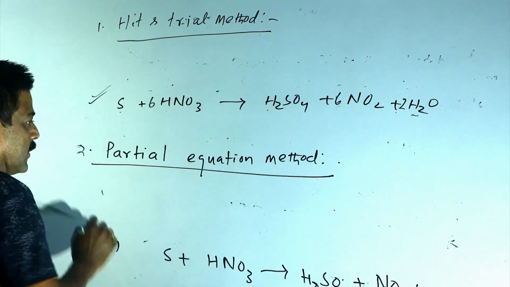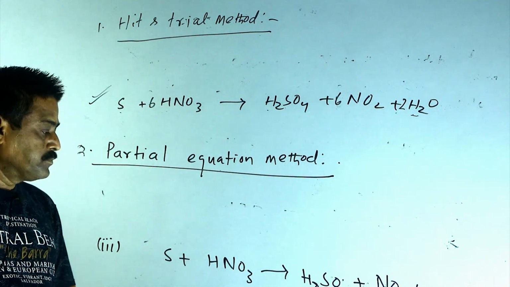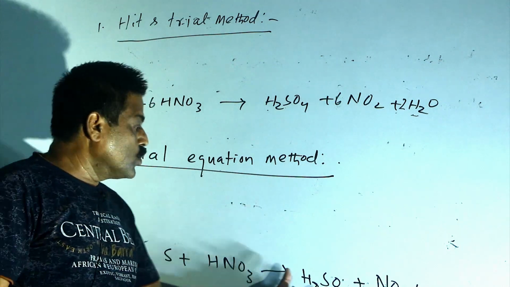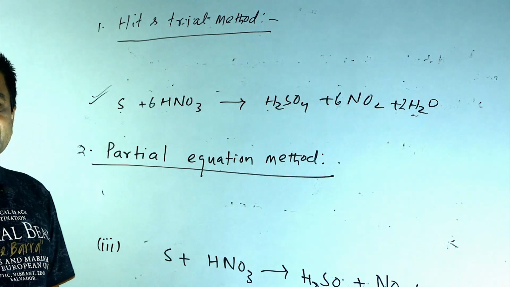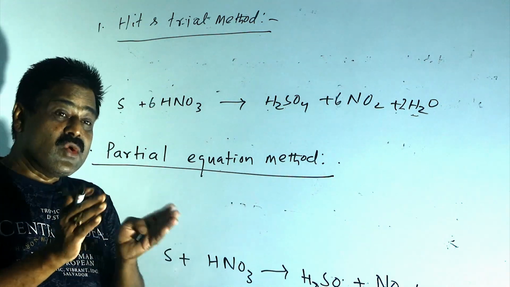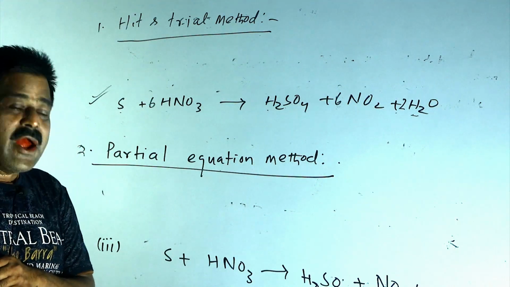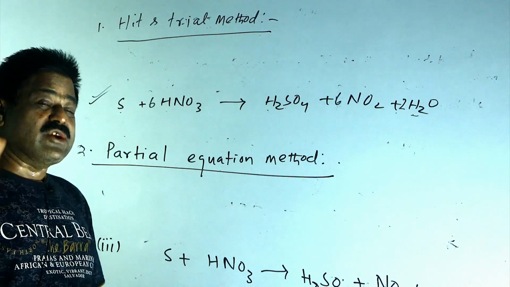Partial equation method. In this method, the total equation, the main equation, is to be divided into 2 or more parts to have smaller part equations.